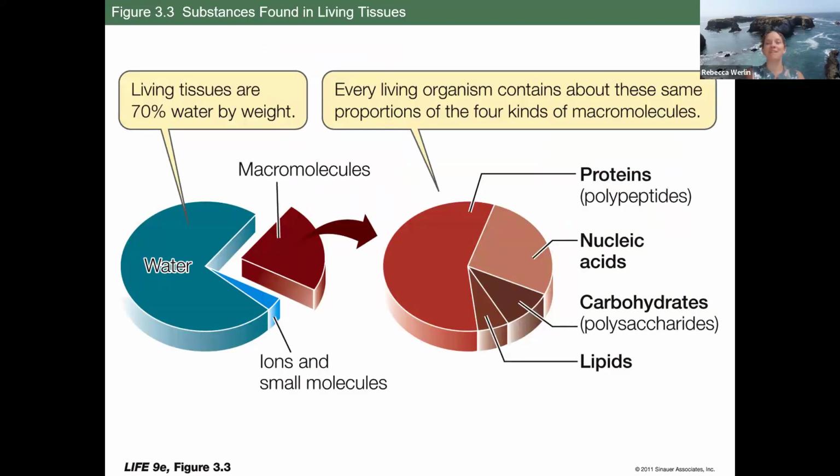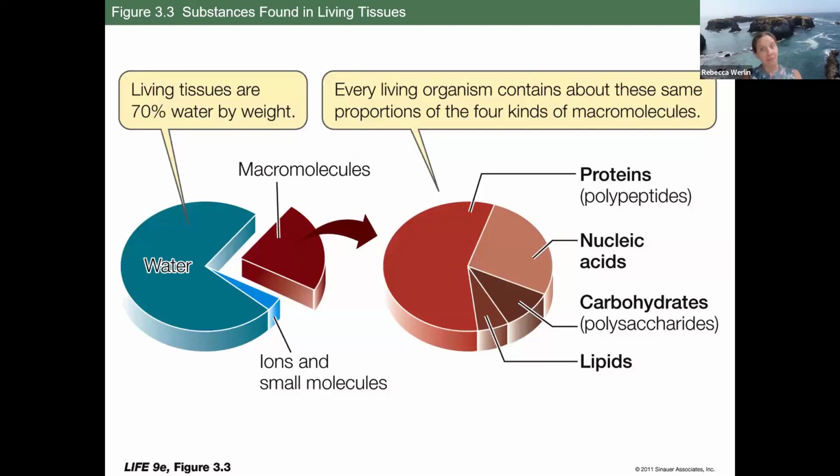So talking about what makes up cells. Typically, living tissues are going to be about 70% water. And this does vary somewhat. Cells that are evolved to deal with very dry environments might have less water. Cells that deal with aqueous environments might have slightly more water. But in general, on average, living tissues are 70% water. And that gives about 30% left over to be other stuff.